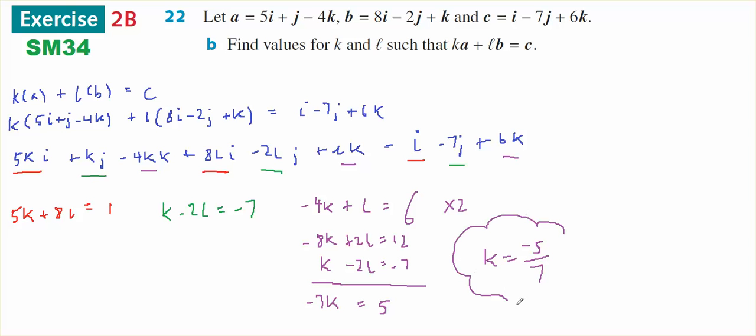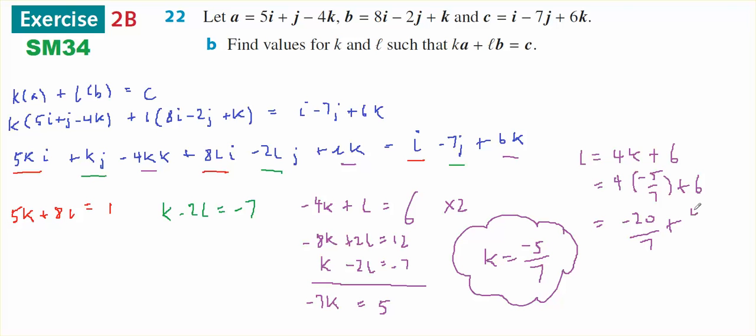And if k equals negative 5 on 7, using this last one, l should equal 4k plus 6, which is 4 times minus 5 on 7 plus 6, which is minus 20 on 7 plus 42 on 7, which should be 22 on 7. Okay, so using equation 2 and equation 3, I got these two values for k and l.